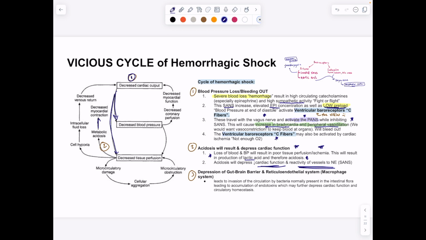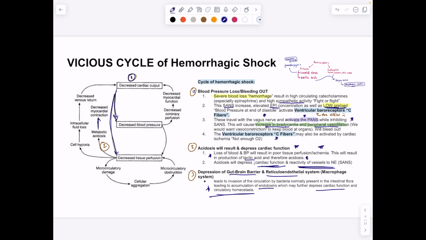And then finally, the third thing that can happen is you can have depression of the gut-brain barrier and depression of the reticuloendothelial system, which is the macrophage system around our gut. And so this can lead to an invasion of the circulation by bacteria normally present in the intestinal flora, and then that will lead to an accumulation of endotoxins, which may further depress cardiac function and circulatory homeostasis.